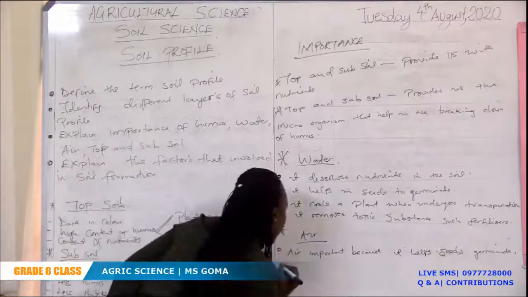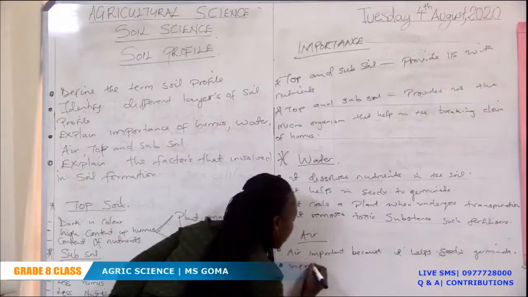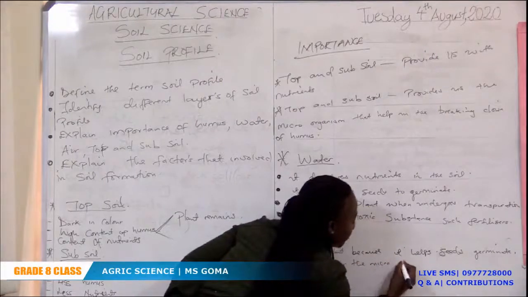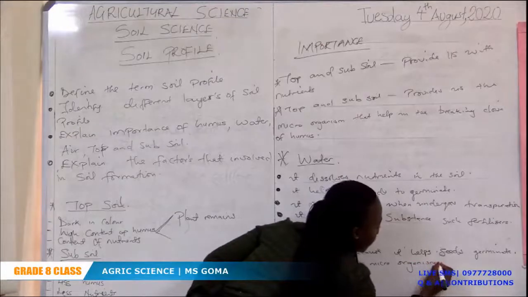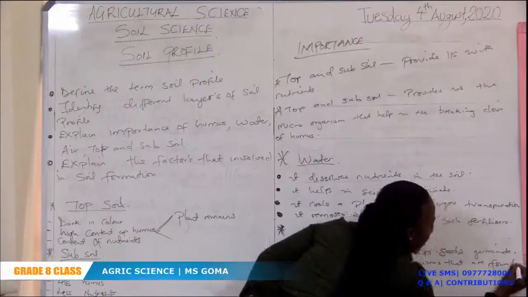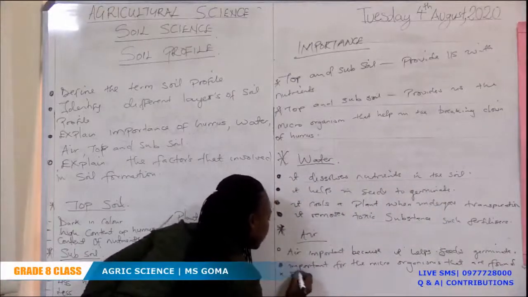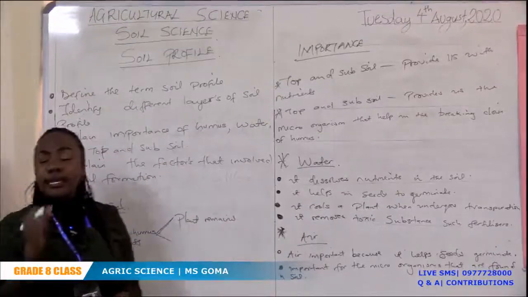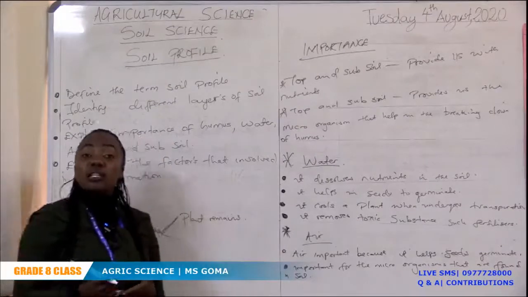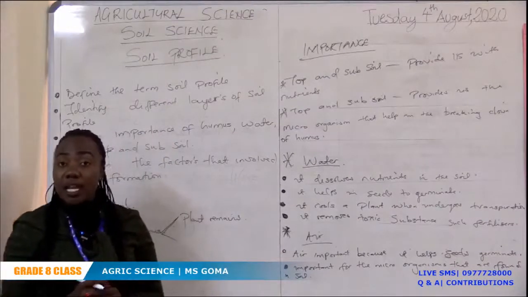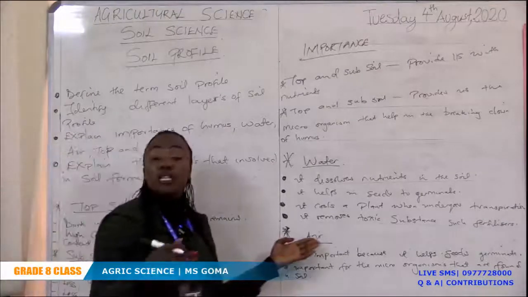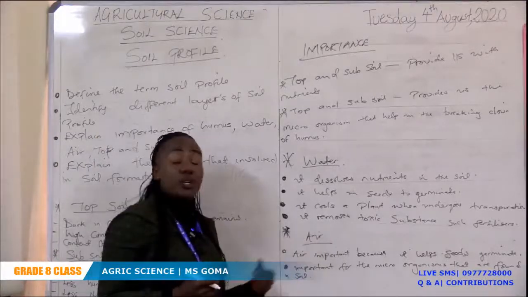Why are we saying it is important for the microorganisms that are found in the soil? Because we know that living organisms need to breathe. Are we together? Living organisms need to breathe. So for them to breathe, they need this air. And for them to live longer in the soil, they need this air to breathe in.